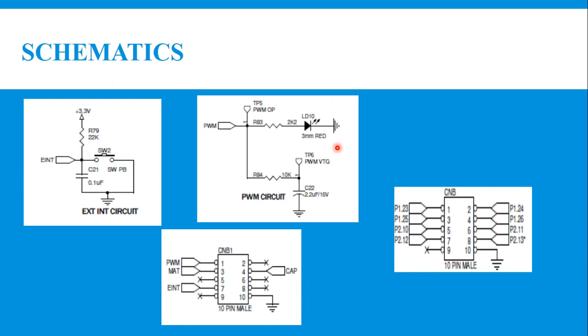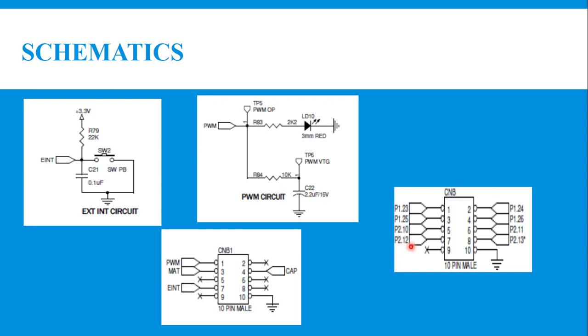First thing is we need to find out the pin numbers as we did in the previous examples. EINT2 is the external switch we are going to use for external interrupt. EINT is the pin name. You can observe that the 7th pin in the CNB1 is going to be responsible for external interrupt. The 7th pin in CNB, that is P2.12, is nothing but second port, 12th pin, which is responsible for the external interrupt.